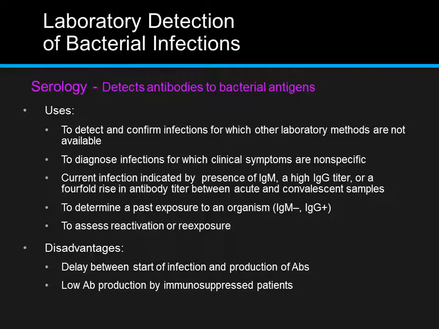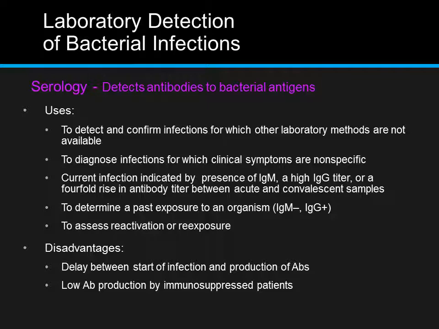If we want to determine whether someone has a current or maybe just a past exposure to a particular antigen, we can detect IgM levels and IgG levels to that pathogen. And if it's an old exposure, they're likely to have very low to no IgM, but have a high IgG titer. And then lastly, we can use titers to assess reactivation or re-exposure.